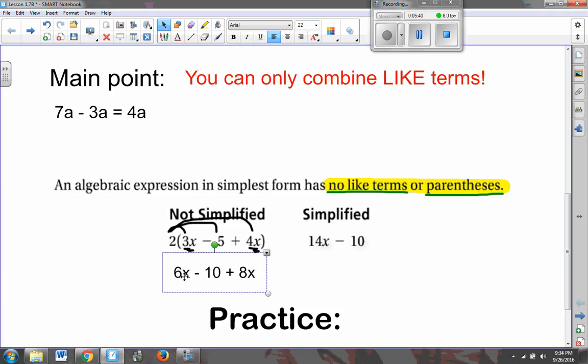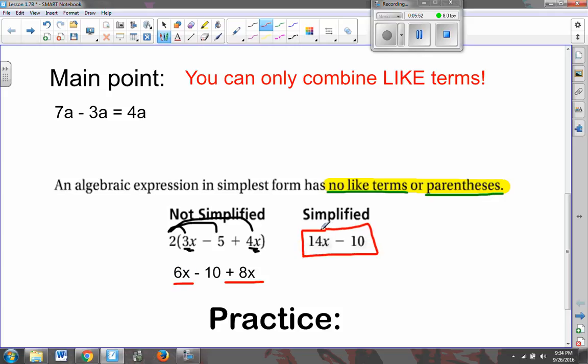And then I have 6x and 8x in this expression as well. 6x and a positive 8x. When I put those together, 6x and a positive 8x makes 14x. So my simplified version is 14x with a minus 10 on it.